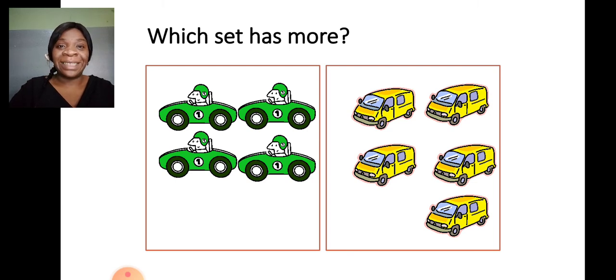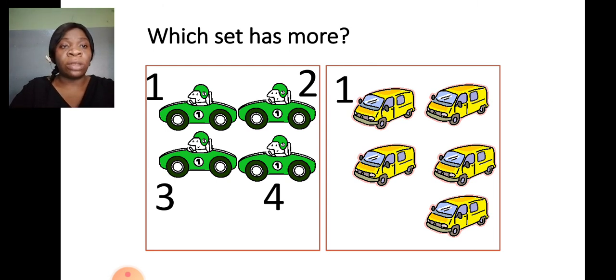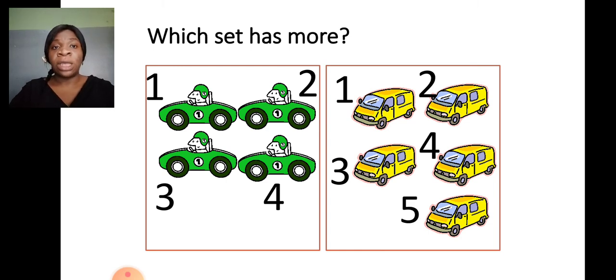Which set has more? Okay, let's count again. Let's count the race cars. 1, 2, 3, 4. So we have 4 race cars there. Now let's count the buses. 1, 2, 3, 4, 5. 5 buses and 4 race cars. Tell me, which set has more? Is it the 4 race cars or the 5 buses?